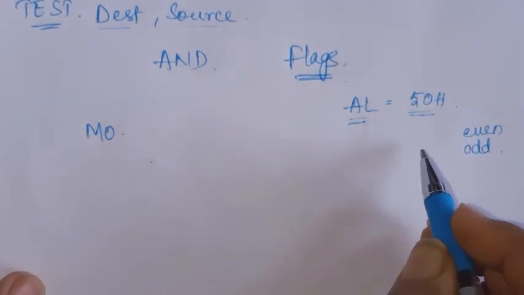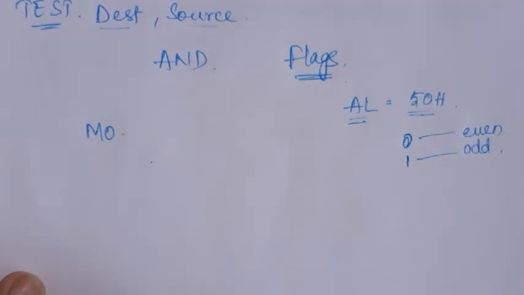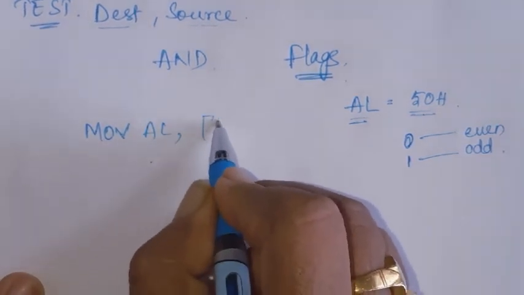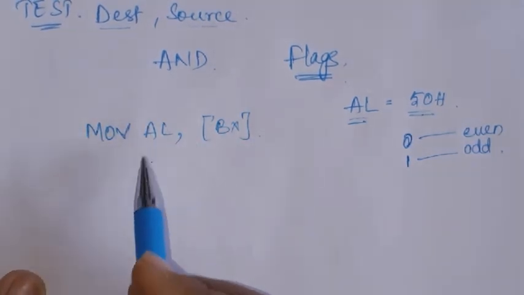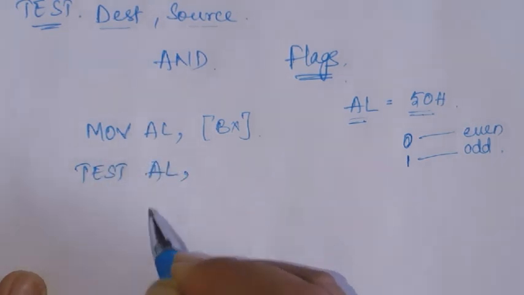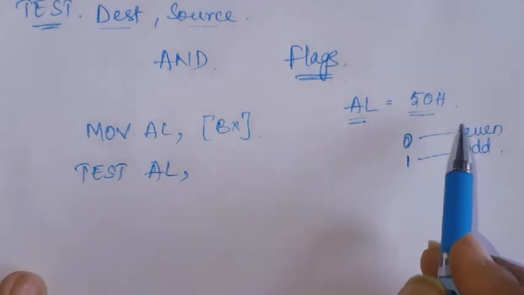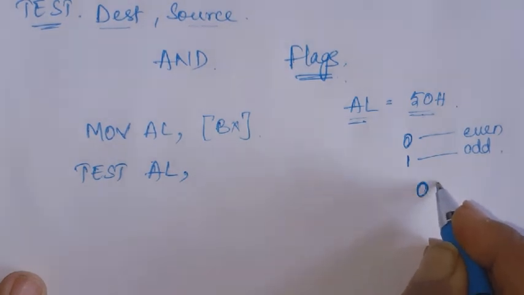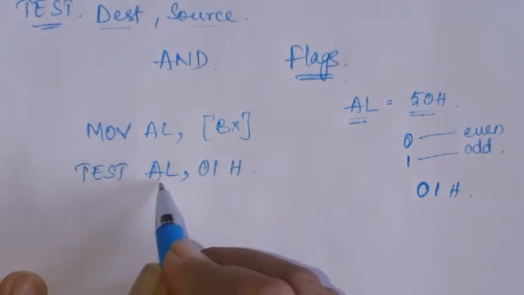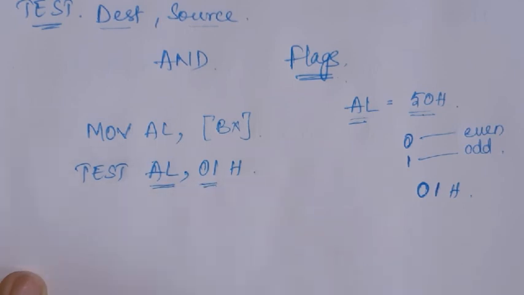If the least significant bit is 0, then it is an even number. If the least significant bit is 1, then it is an odd number. So get the number from memory to the AL register. I want to test the AL contents. I am not interested in the other bits, only the least significant bit, which is 01H. So this instruction will AND the contents of the AL register with 01H.